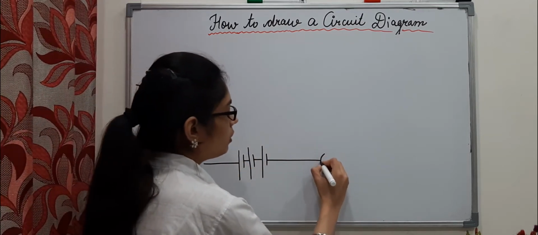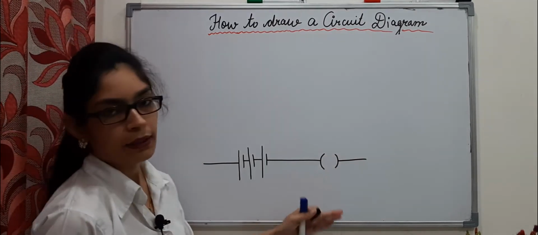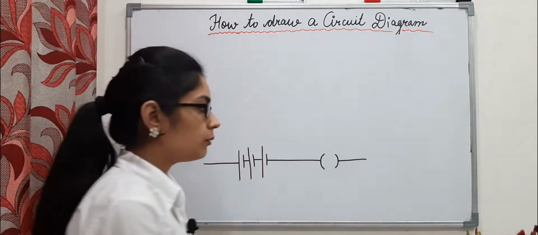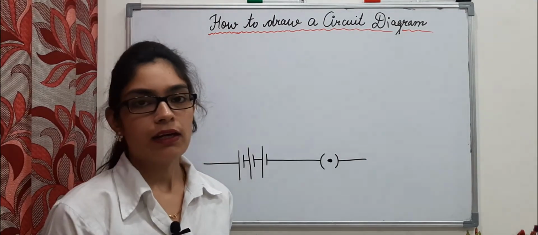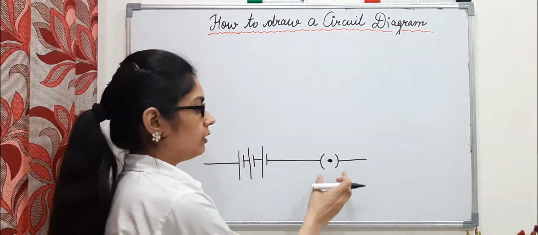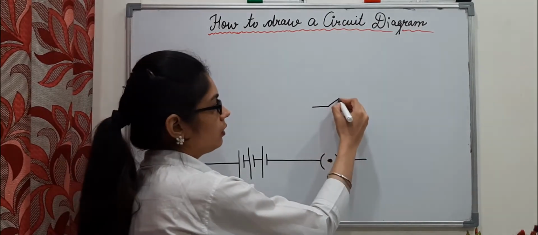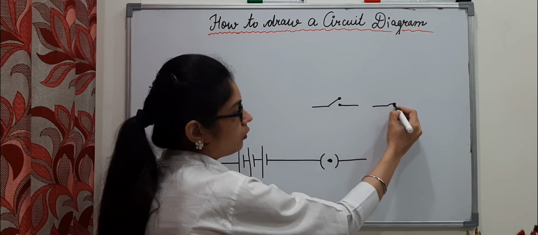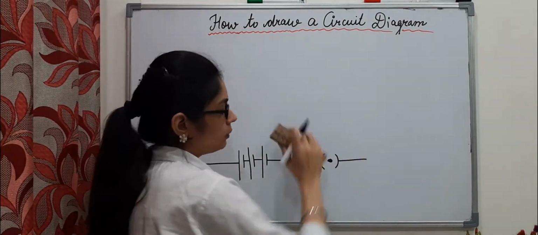Now we will draw switch. At the starting, if current is flowing, that means you have to on the switch and you have to put a dot in this. I have discussed two symbols. You can use either this one or the other one, this one. This is for open and this for close. So it's your wish which symbol you want to use for switch.